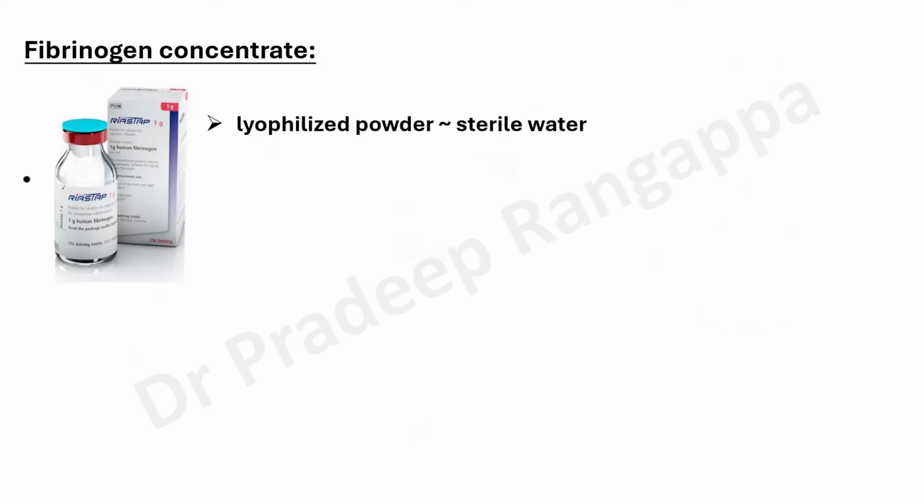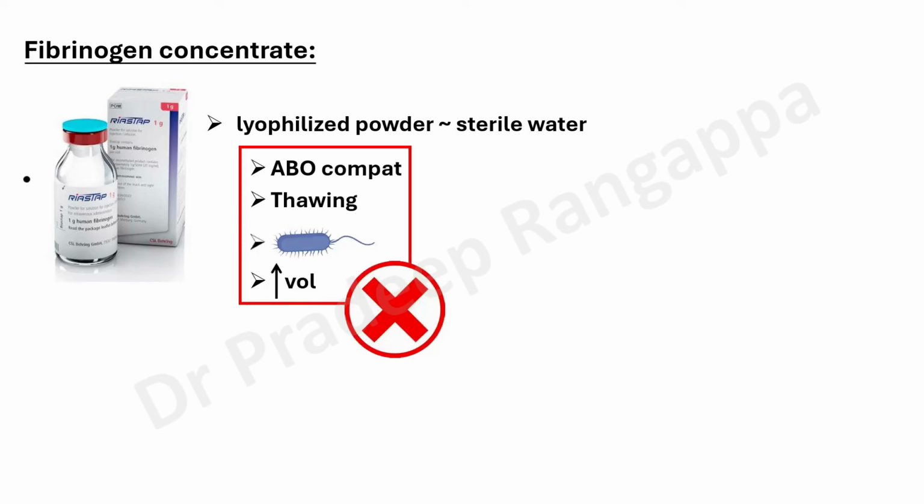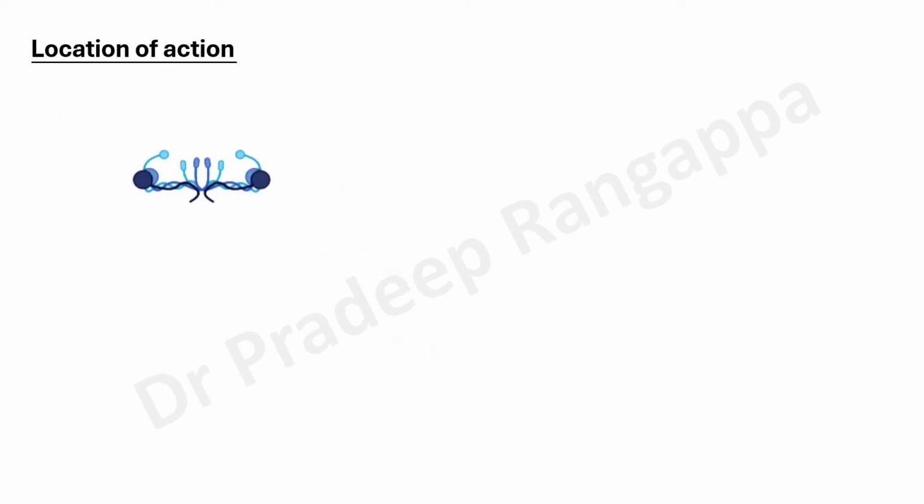So what are the advantages? ABO compatibility is not an issue when you're using it. There is no need for thawing, there is no risk of transmitting infections, and there is no risk of causing volume overload. So these are some of the distinct advantages when you use fibrinogen concentrate.